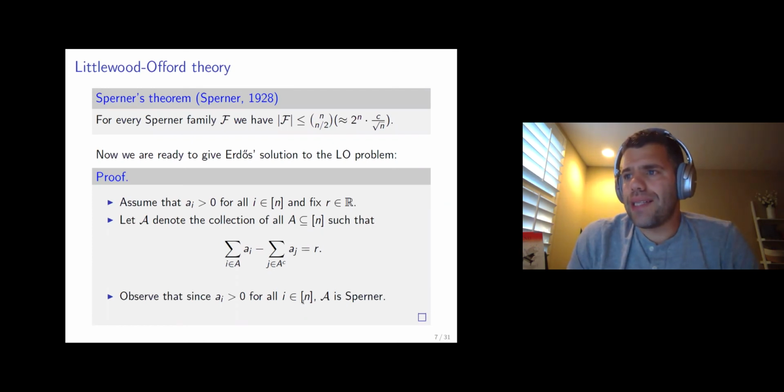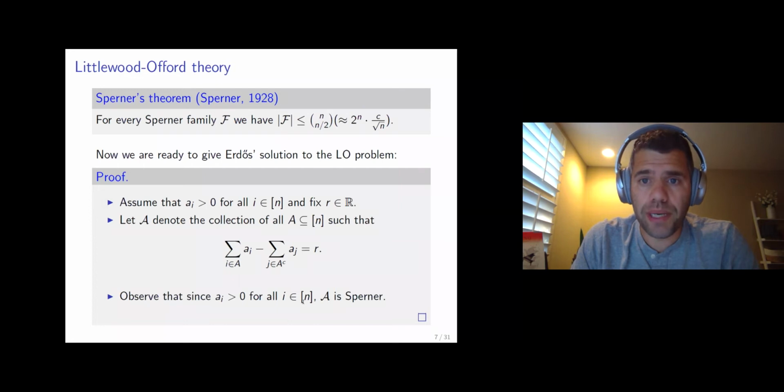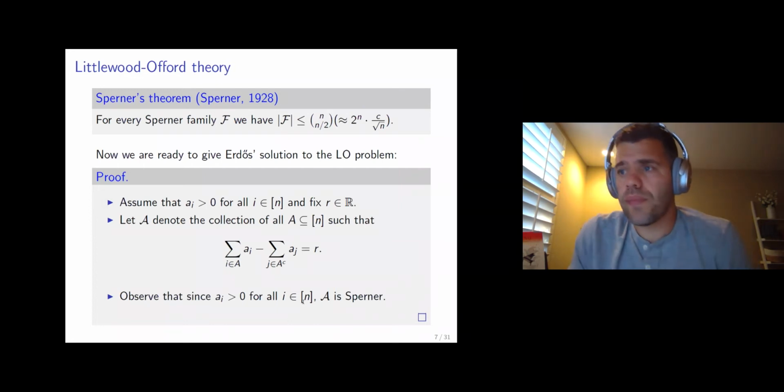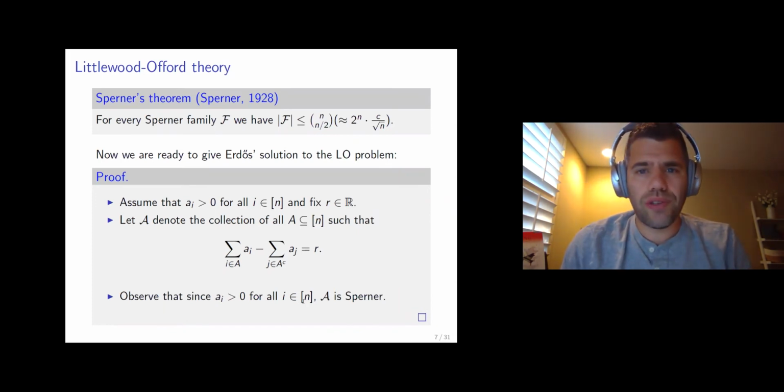So since a_i is larger than 0, if you think about it for 1 second, you will see that this set mathcal A is a Sperner family. Okay? So think about it for a second. And because it's a Sperner family, it means that it's of size at most n choose n over 2.